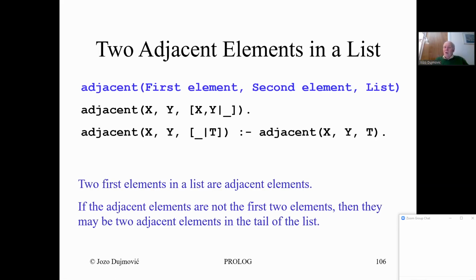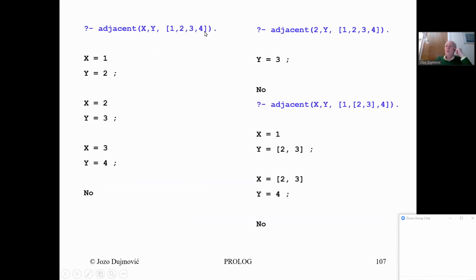Now, the question: you have a list, and I want to have two adjacent elements in the list. What are two adjacent elements in the list 1, 2, 3, 4? 1, 2 are adjacent, two of them. 2, 3 are adjacent. 3, 4 are adjacent. So adjacents are X and Y in this list, and give me X and give me Y. So PROLOG will say X is 1, Y is 2. Excellent. And I enter semicolon and say, give me more.